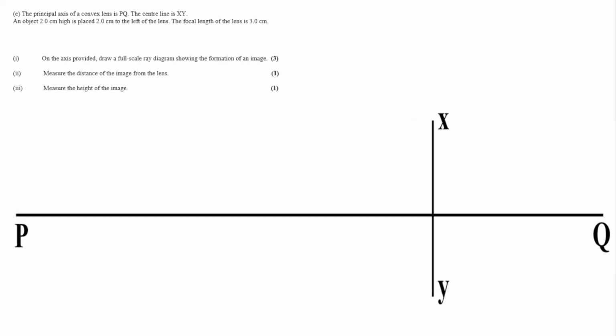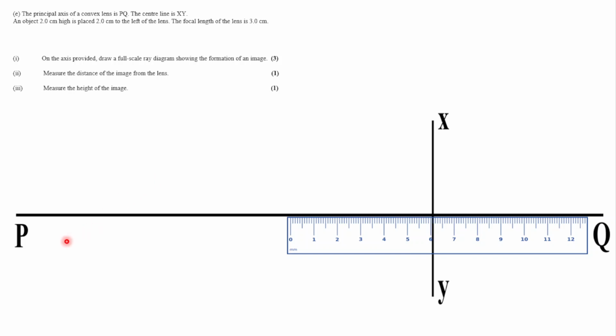Based on the question, the diagram is minimized, so I'm going to pull this out and use that as our base. I'm going to use some pointers and rulers. A very important thing, let's go back to the question. We state that the object was 2 centimeters high, and placed 2 centimeters to the left of the lens. So on this side, let's put our ruler there. Actually, 3 centimeters. Let's do the focal length first, before we put on the object.